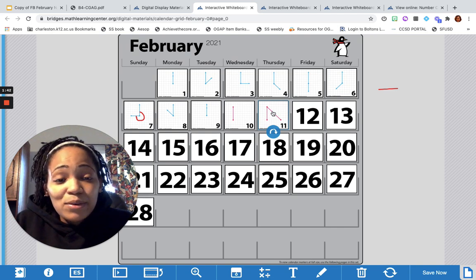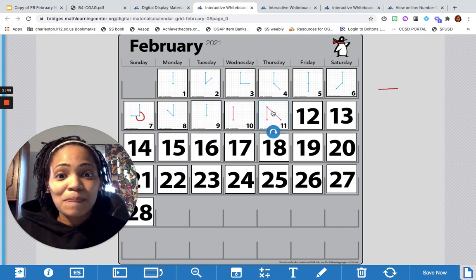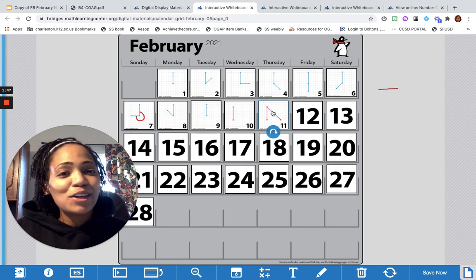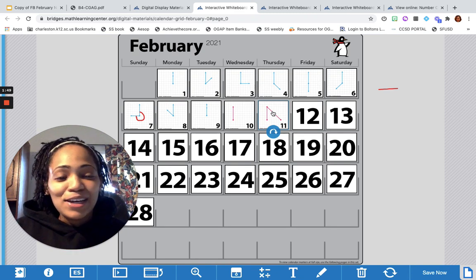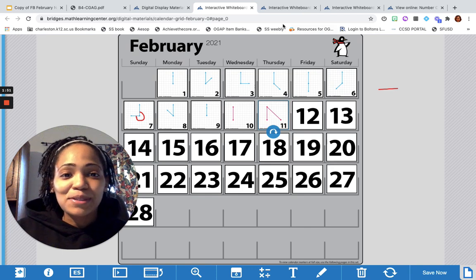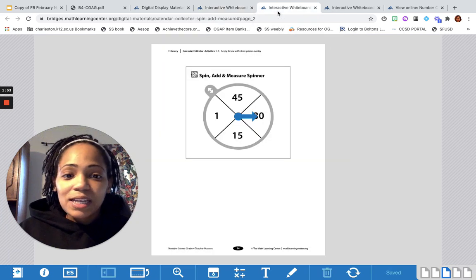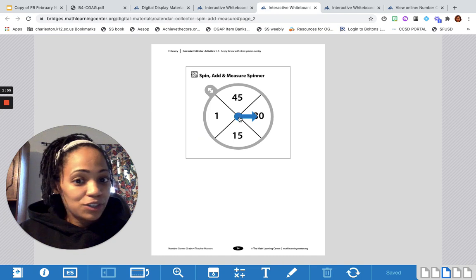What type of angle is it? Yes, it's an acute angle. Very good, using those vocabulary terms. I'm so proud of you. That's awesome. Now let's update our calendar collector.